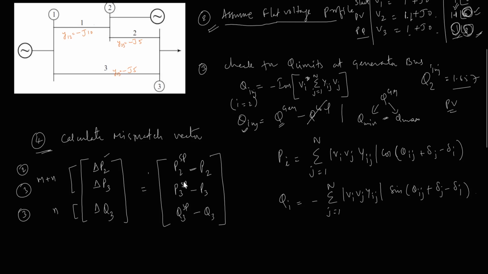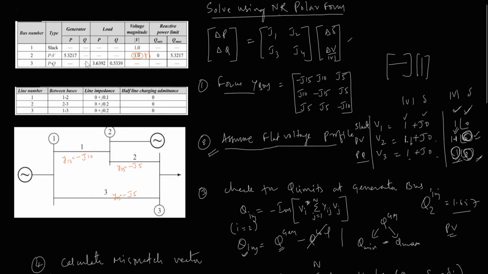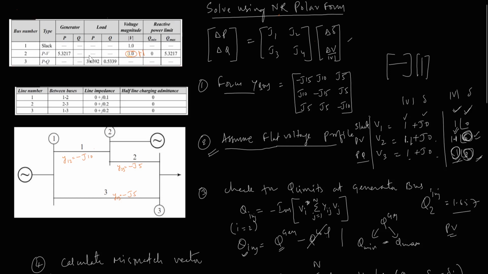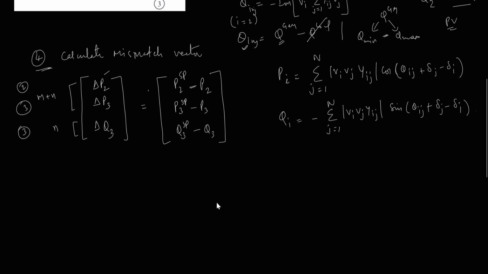What are these specified quantities? From the table of bus data, P2 specified is the generation megawatt in per unit minus the load megawatt. Load is not given here, so only the generation value counts. Let me write down P2 specified here.